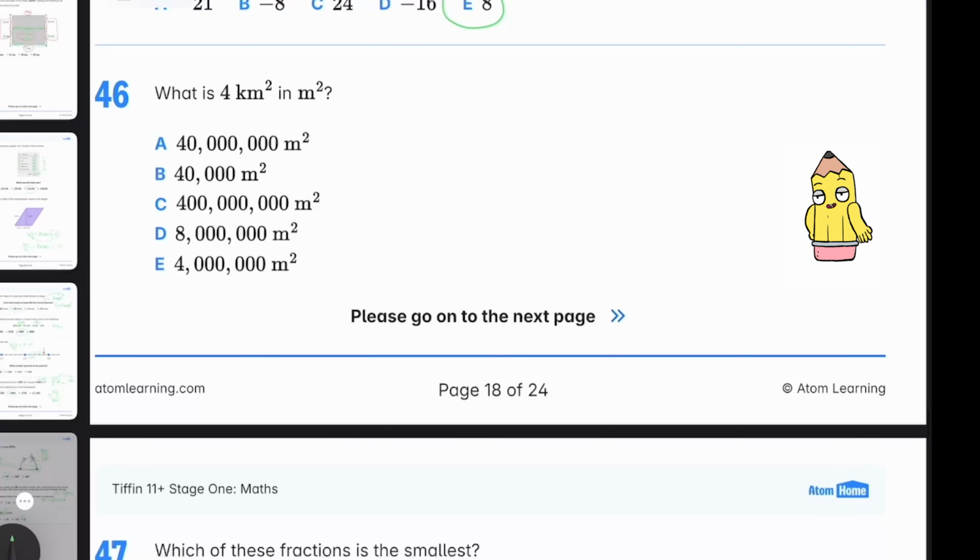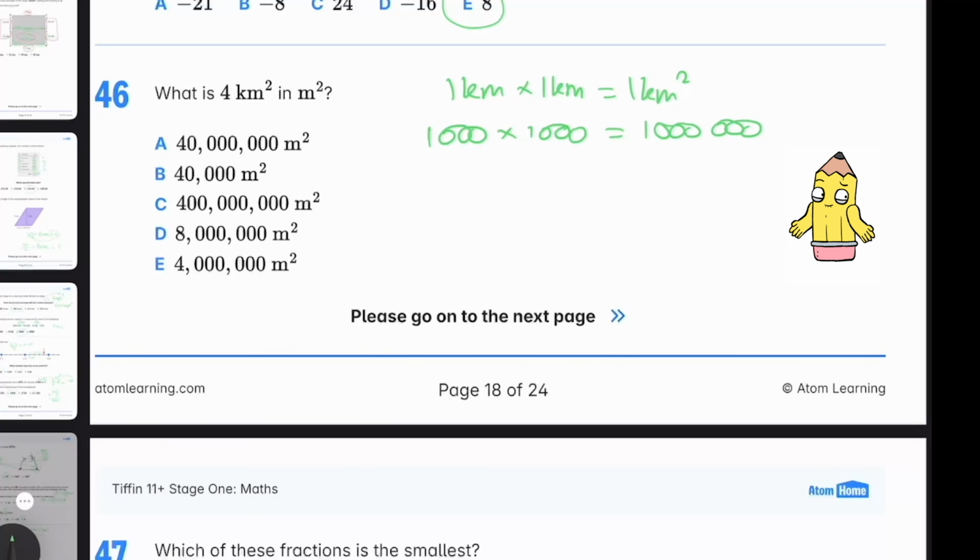Question 46. What is 4 kilometers squared in meters squared? So we're going to think about what 1 kilometer squared actually means. And that just means 1 kilometer multiplied by 1 kilometer. And we know that 1 kilometer is 1,000 meters. So that's saying 1,000 times 1,000 equals 1 million meters squared.